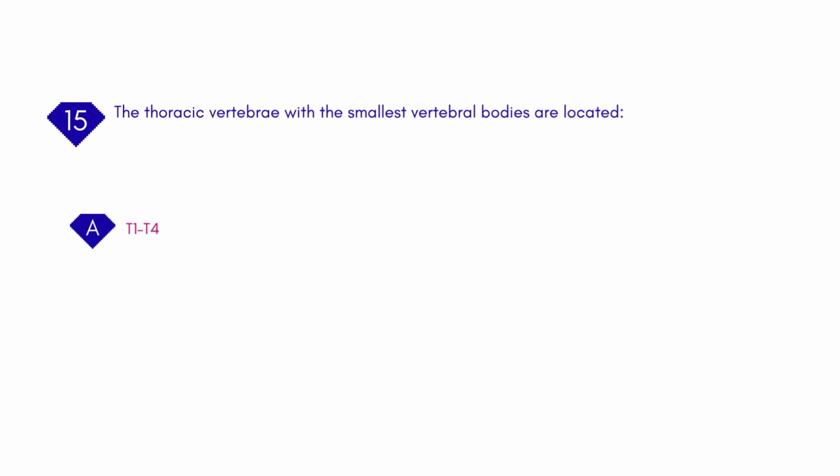T1, T4. B. T5, T8. C. T9, T12. D. T1 only. Answer: A. T1, T4. What type of joint is formed between the thoracic vertebrae and the ribs?